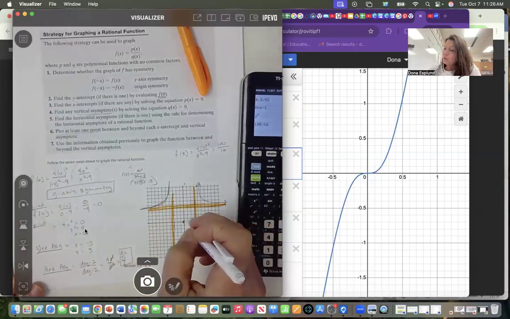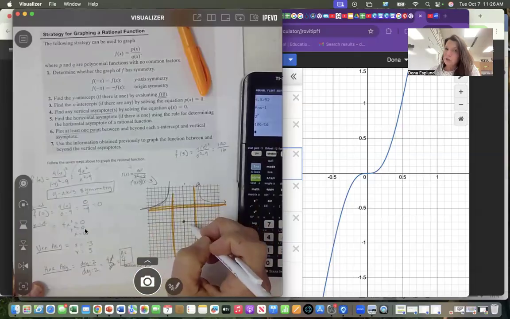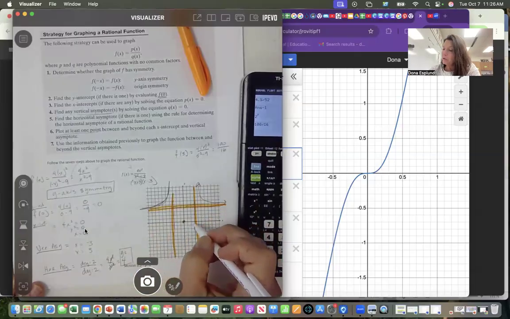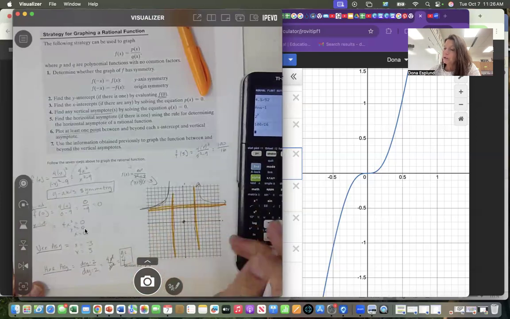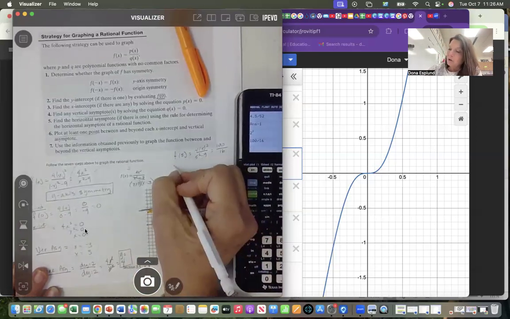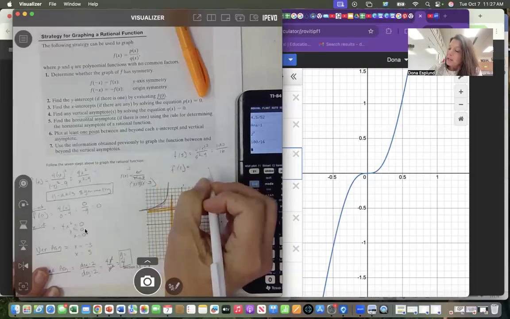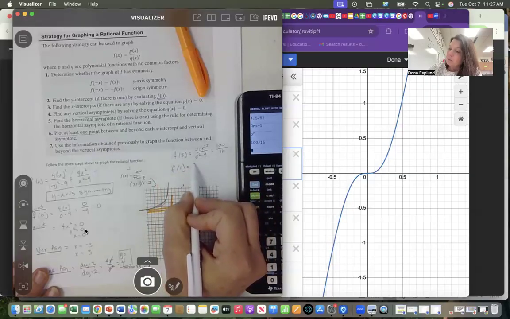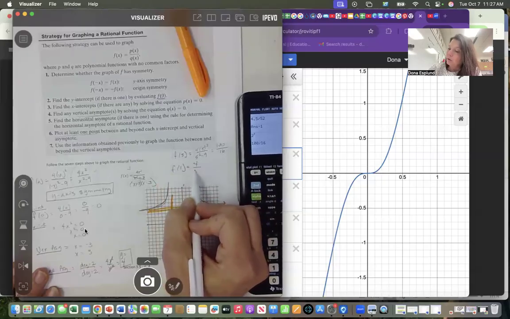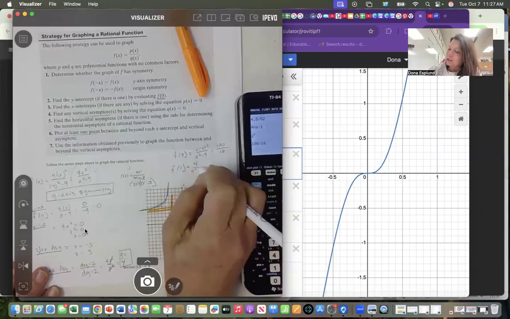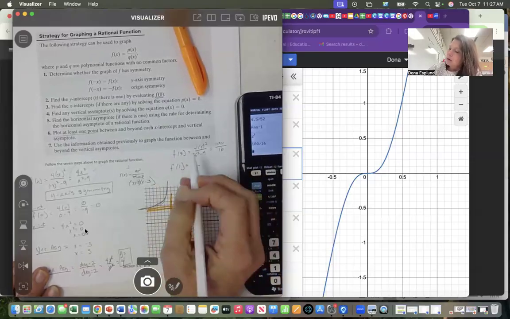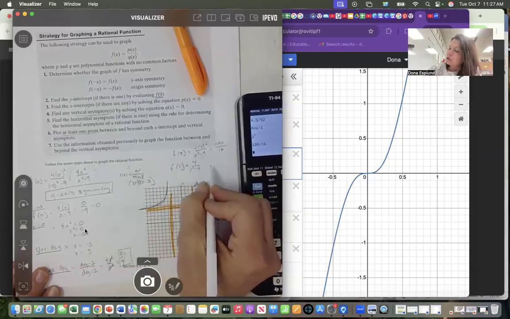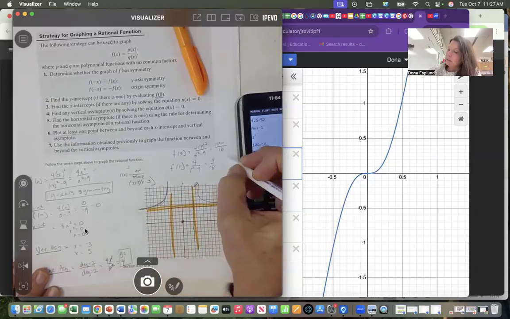Now, the next thing I need to know is what's going to happen in these sections as well. I know that I have a point (0, 0), but what I ought to do is maybe find out what happens at 1 or 2. And so I'm going to go ahead and try and find f of 1. If I have f of 1, that's super easy. So I'm going to go 4 times 1 all over 1 squared minus 9. So I actually have 4 over negative 8. So that's going to be negative 1/2.